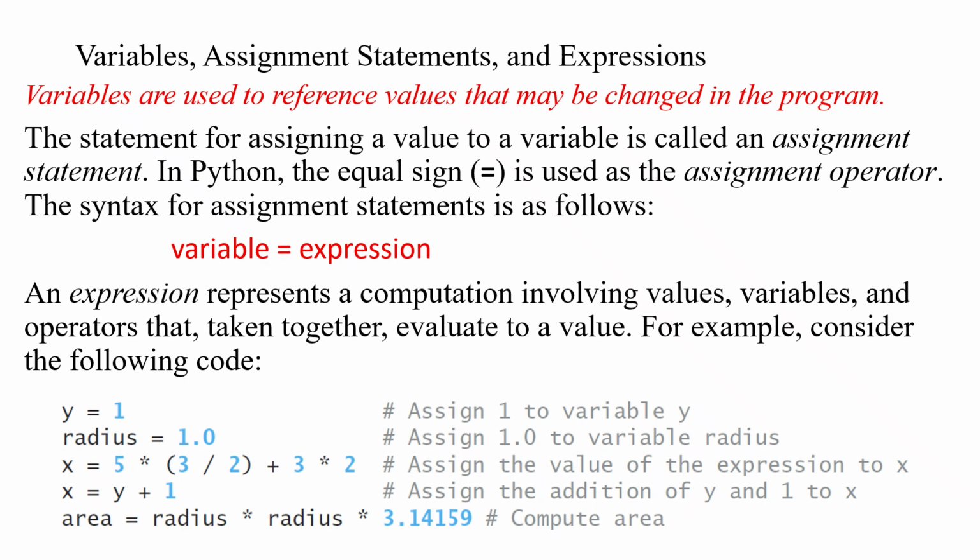For example, consider the following code: y equal to 1. So you can assign the value 1 to a variable y. Radius is equal to 1.0. So you can assign the floating point value 1.0 to the variable named radius. Then you can assign an expression to the variable x, like x is equal to 5 star 3 by 2 plus 3 star 2, and x is equal to y plus 1. Assign the addition of y and 1 to the variable x. So this is the way to assign values to variables.